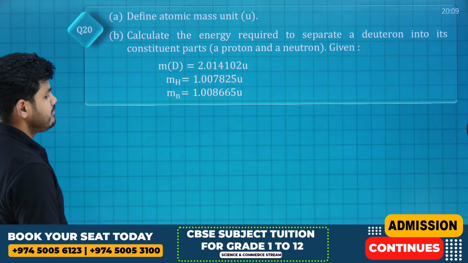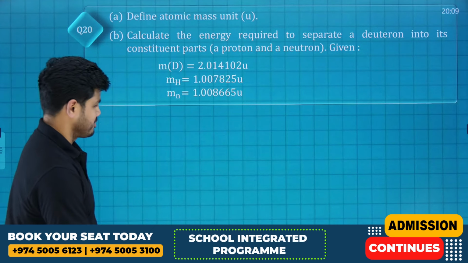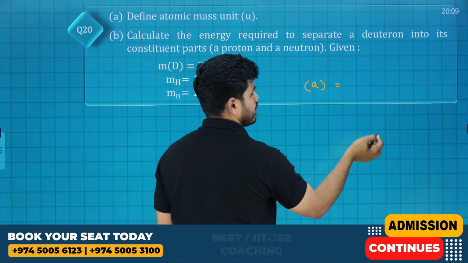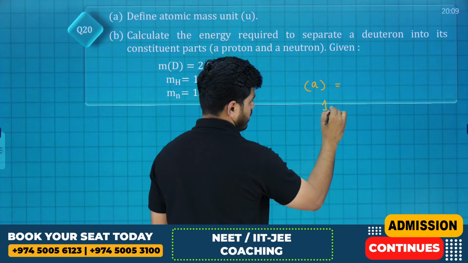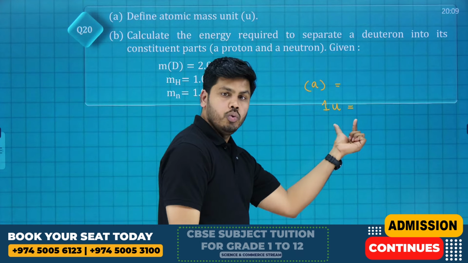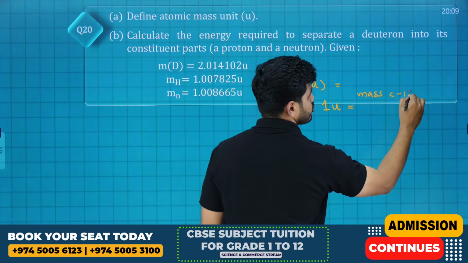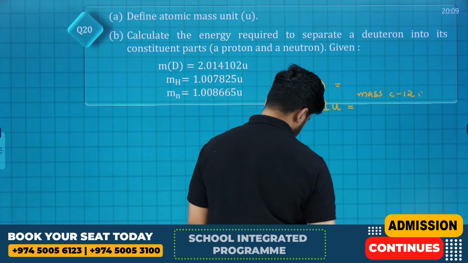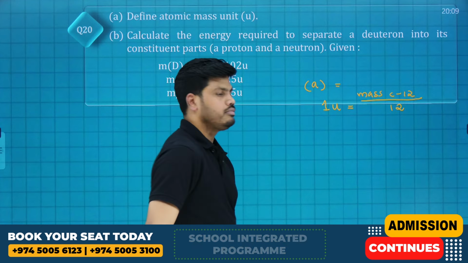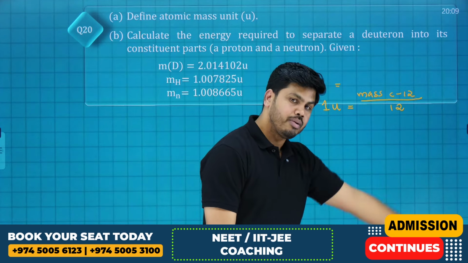Then define atomic mass unit. That is the first part of this question. We know what an atomic mass unit is. One atomic mass unit is written as U or AMU. We represent it both ways. 1 U is equal to the mass of the carbon 12 isotope divided by 12. So 1 by 12 of the total mass of the carbon 12 isotope.